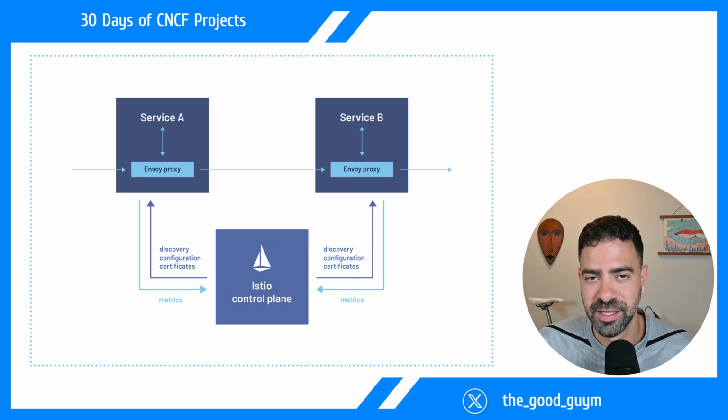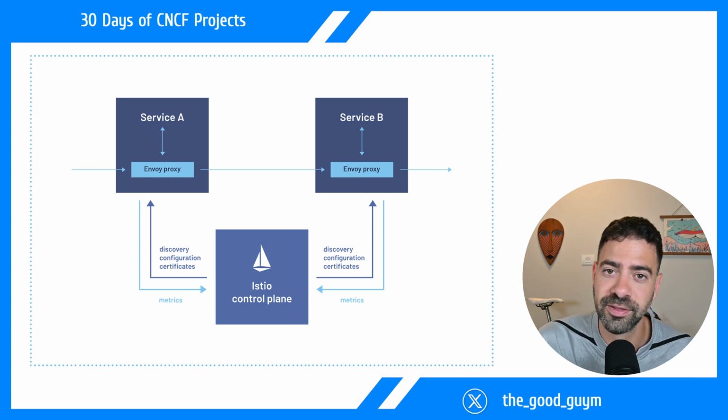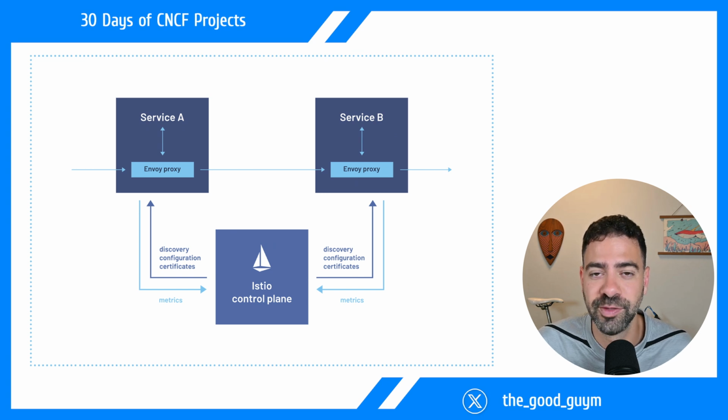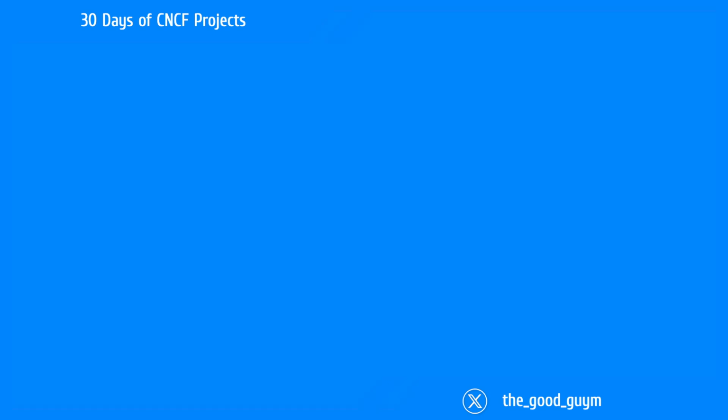And this is how it works. It's a very simple architecture. For every one of our deployed pod services, a new component controlled by Istio will be added and it will handle all the things that we want to abstract for our users.